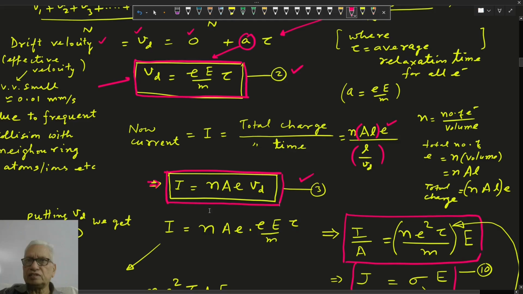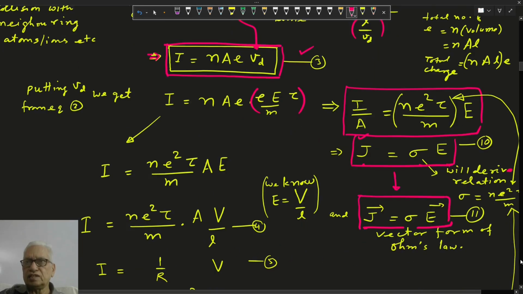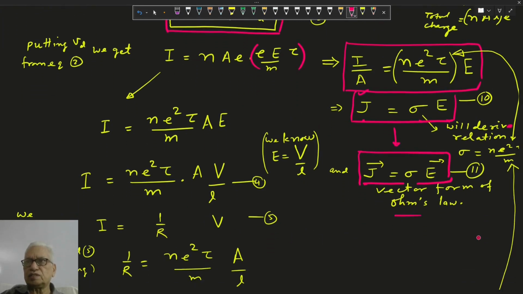So the expression of the current here is nAeVd, given by equation 3. Now we are putting the value of drift velocity from equation 2, Vd equal to e by m tau. Then we divide the current I by the cross-section area, and it will be the current density, which is J equal to n e square tau by m times E, and this bracket term is called conductivity. So J is equal to sigma E, the relation between the current density, the conductivity and the electric field. If we write it in vector form, this is called the vector form, but we are going to derive the expression of this conductivity.